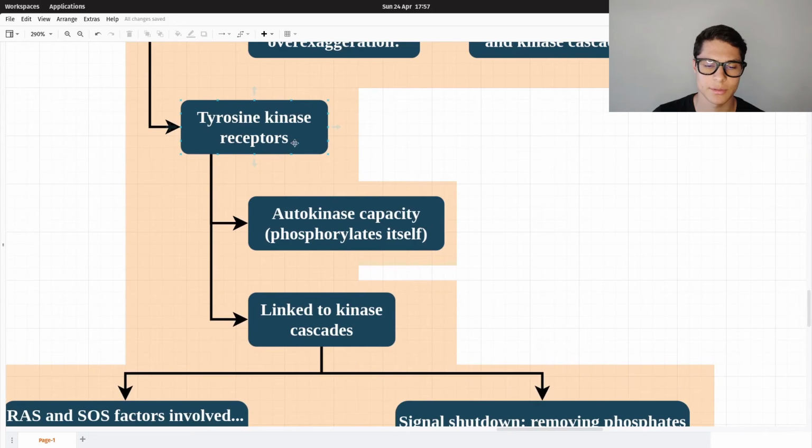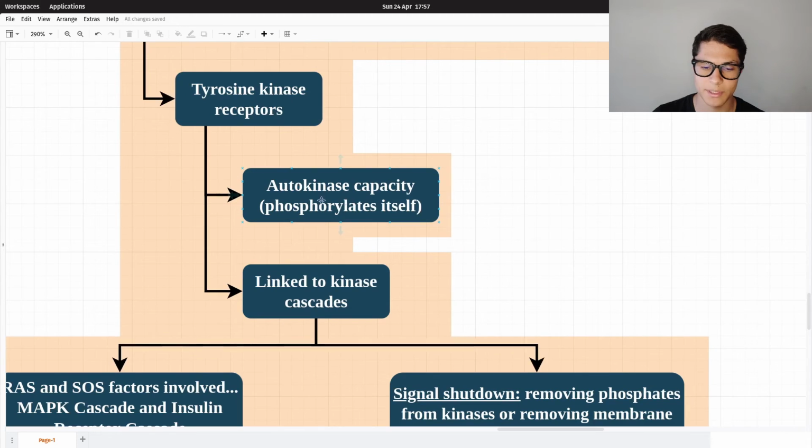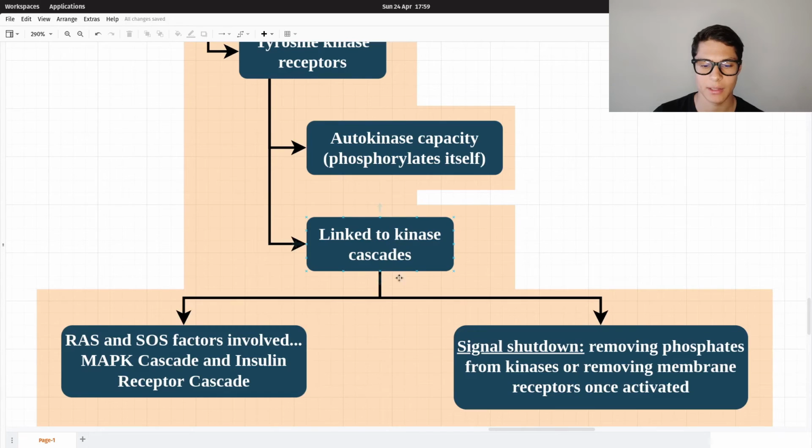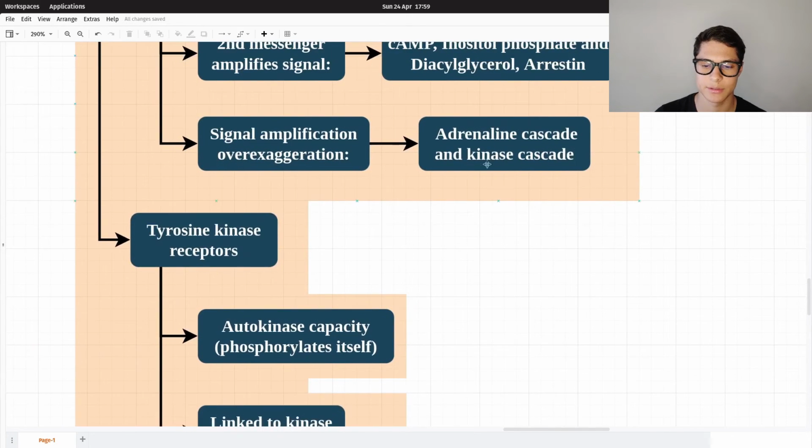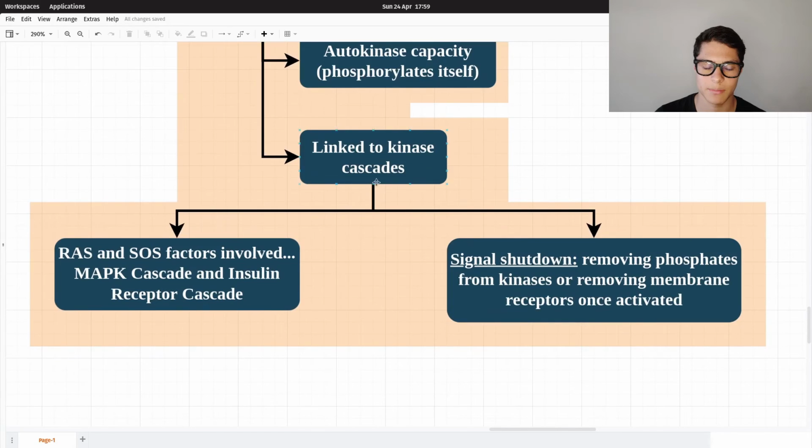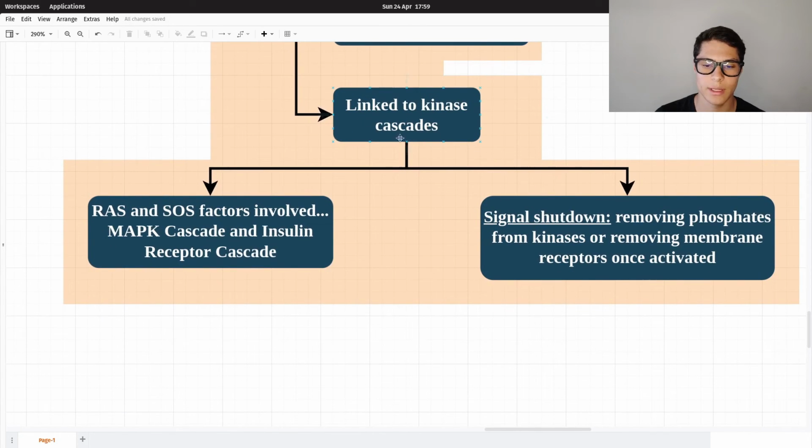The tyrosine kinase receptors. These type of receptors have the possibility to phosphorylate themselves. Tyrosine kinase receptors are linked to kinase cascades, as we saw earlier. Those are the same cascades, and we need them to regulate various processes in the body, such as when, for example, we have insulin present in the bloodstream and we need to quickly create insulin receptors, because if not, we are not going to be able to metabolize glucose properly.